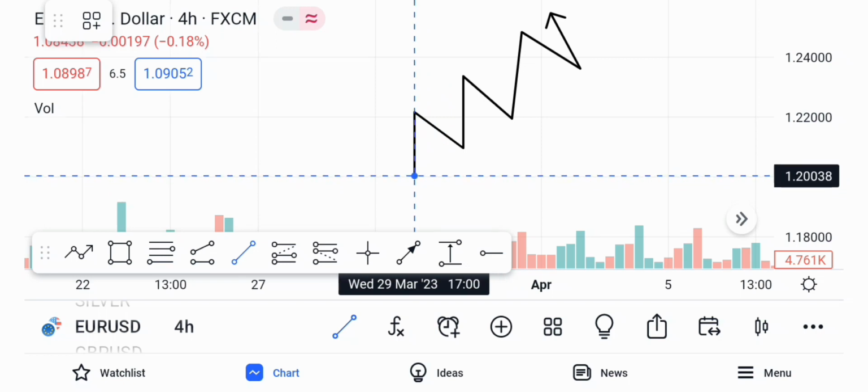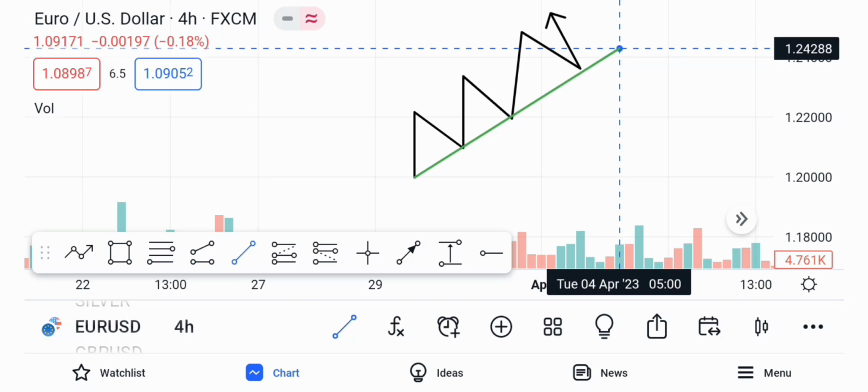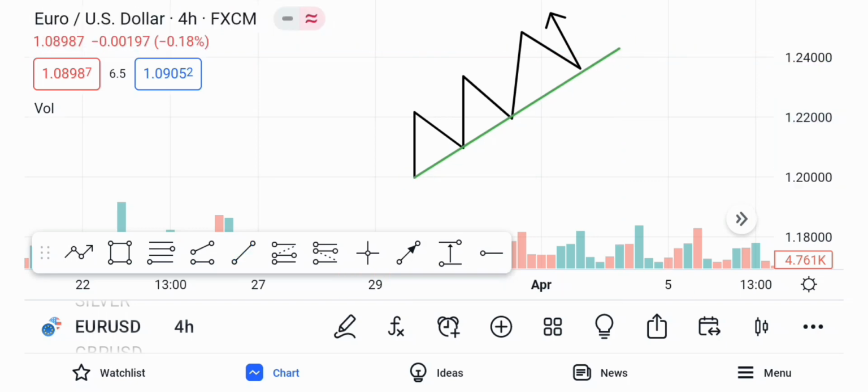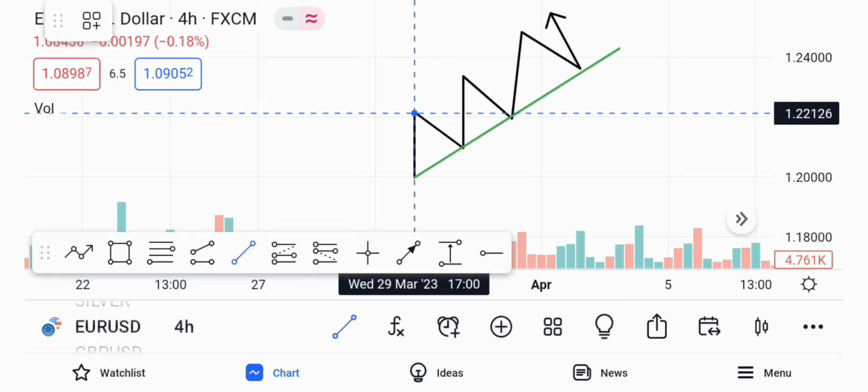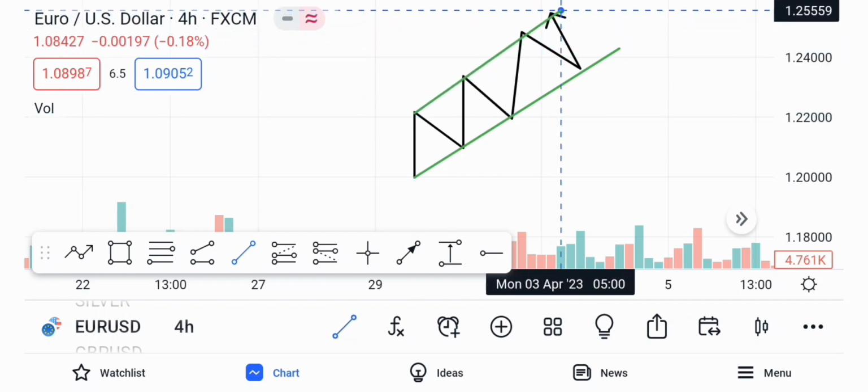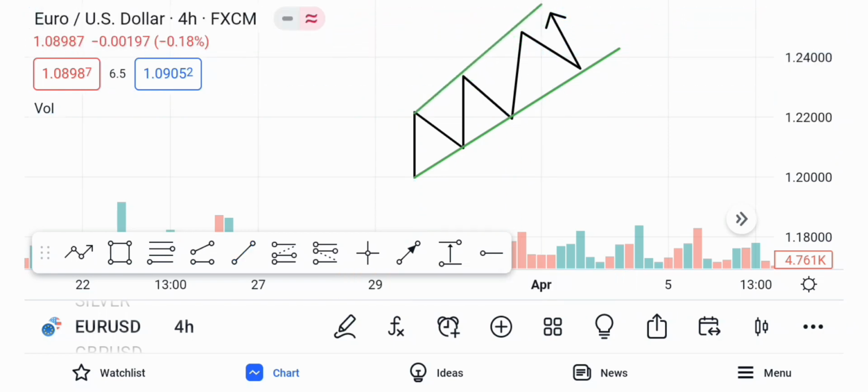I've shown you how to draw the trend line. You join the higher lows and the higher highs. So that's our trend channel. In this trend channel, the market is bullish since it's going up. When the market is like this, we say the market is trending. The market can trend in either of two directions, bullish or bearish. This is a bullish trend.